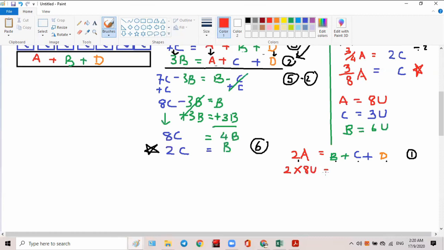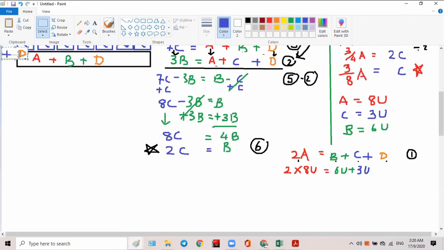Well, A would be equal to B. B is 6 units, so just put in 6 units. And C, C is just 3 units. And we have plus D. D, we don't know how many units. We are going to find it now.